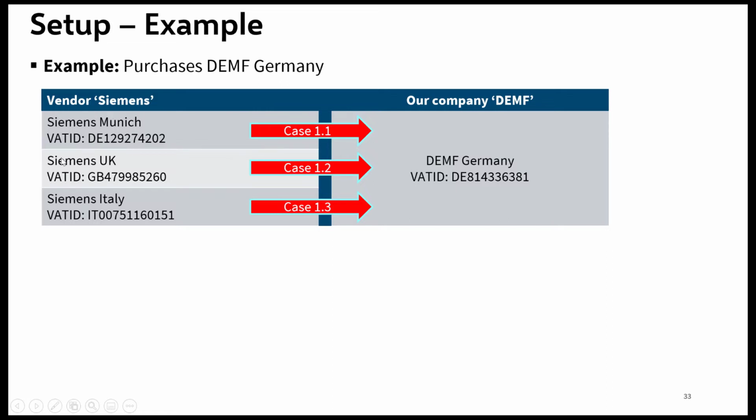Very easy. Then the next one is UK. UK is no longer part of the European Union. So that's a purchase from a third country or a non-European Union country. And then we have Italy. Italy is part of the European Union. So that's reverse charge European purchase.